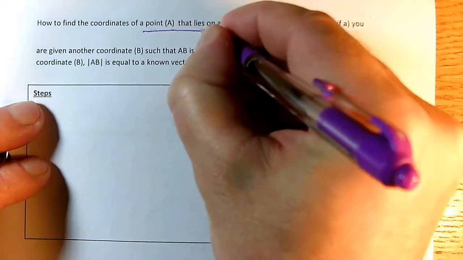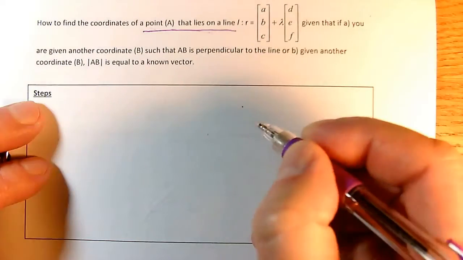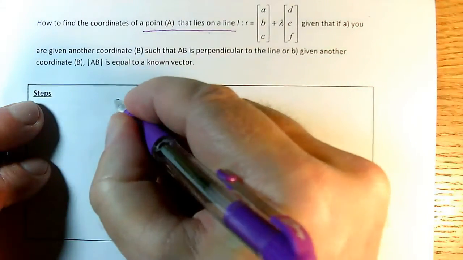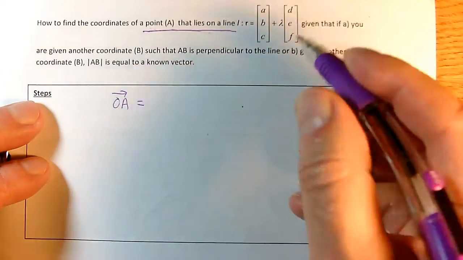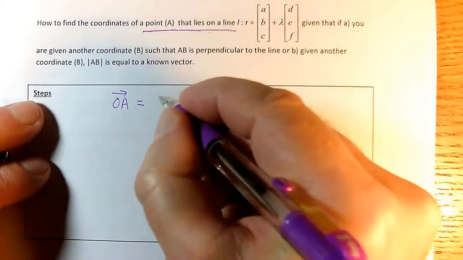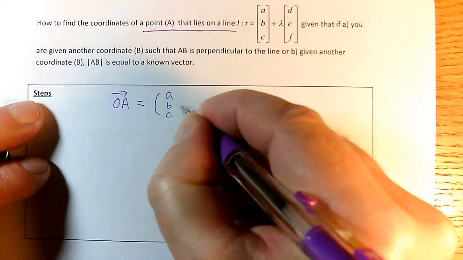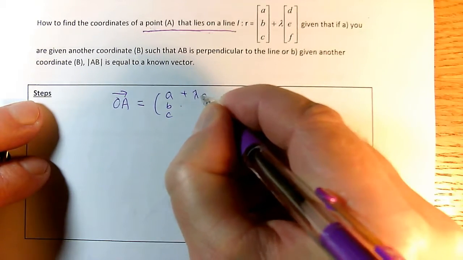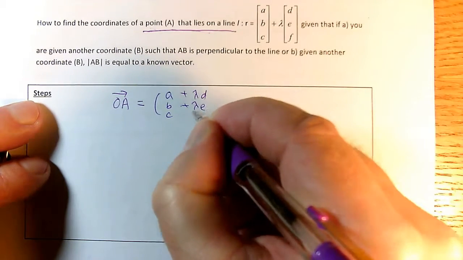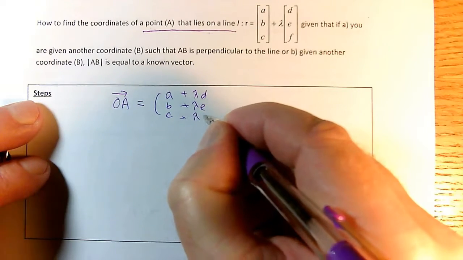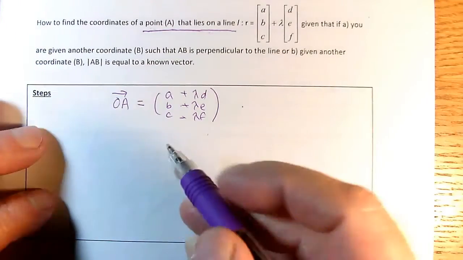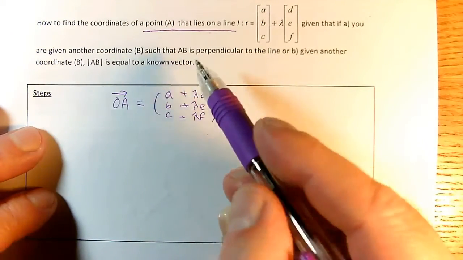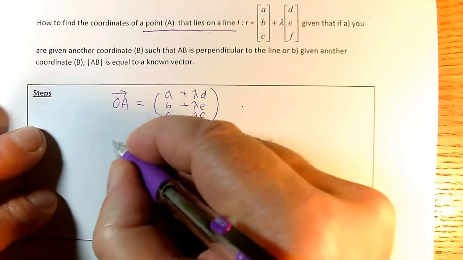But the idea is when we've got a point that lies on a particular line, the idea is that point A, whatever A is, its position vector is given by this: (A, B, C) plus lambda lots of (D, E, F). And very often it will be convenient to combine that, as I've done here, into a single vector. Okay, and then we want to find out something about, or we've got some condition on, the vector AB.